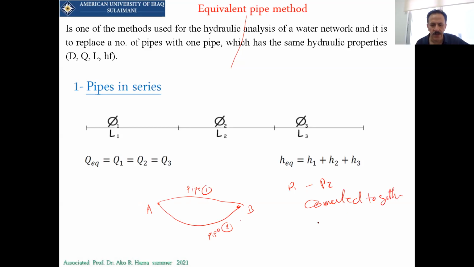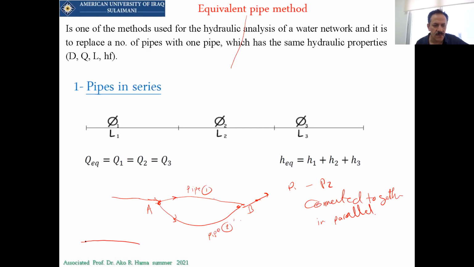In which method? In parallel. So this is called parallel connection. The water is coming from this point and it will be distributed from A towards pipe 1 to B and it will be connected here. This is called parallel connection.